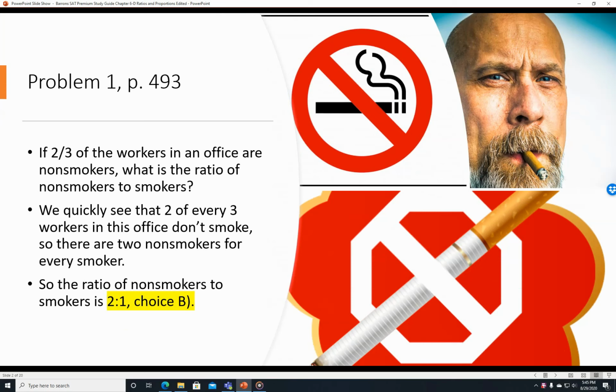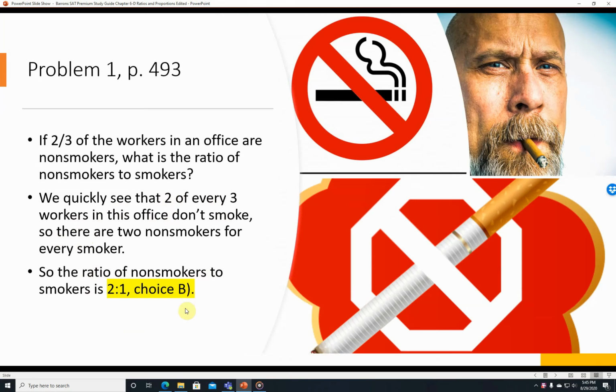If 2/3 of the workers in an office are non-smokers, what's the ratio of non-smokers to smokers? Since 2/3 of them don't smoke, 1/3 of them must be smokers. So there are going to be 2 non-smokers for every smoker, because 2 of every 3 workers in the office don't smoke. So the ratio of non-smokers to smokers is 2 to 1, 2/3 to 1/3, which is choice B.